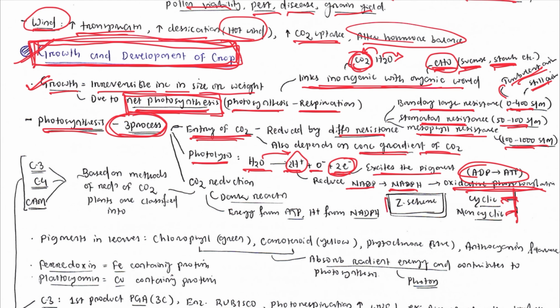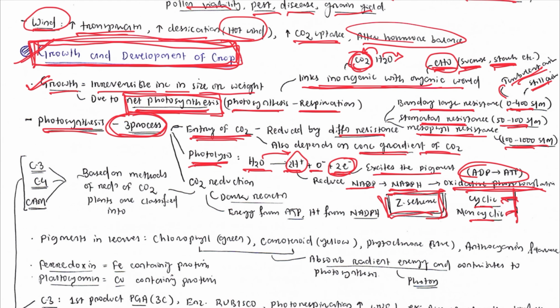Now that is forming the Z scheme. In the Z scheme, both cyclic and non-cyclic, there are photosystem 1 and photosystem 2. All those things have been covered in the physiology section, and we can make another separate lecture if you want. Then this is the second process.